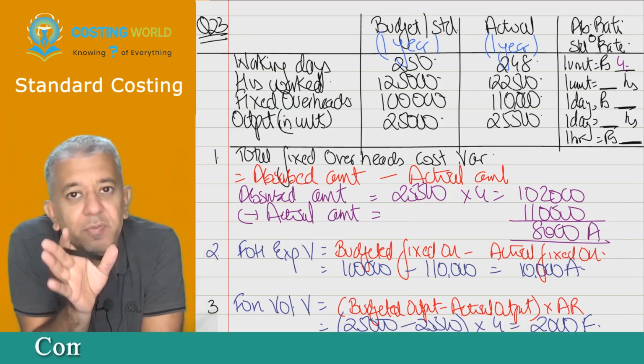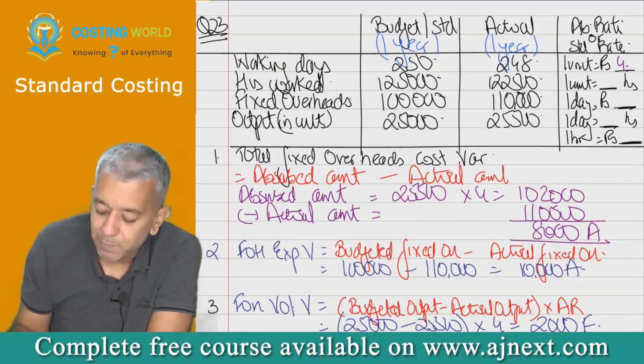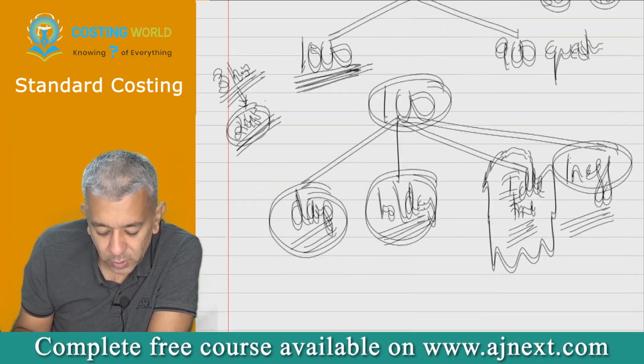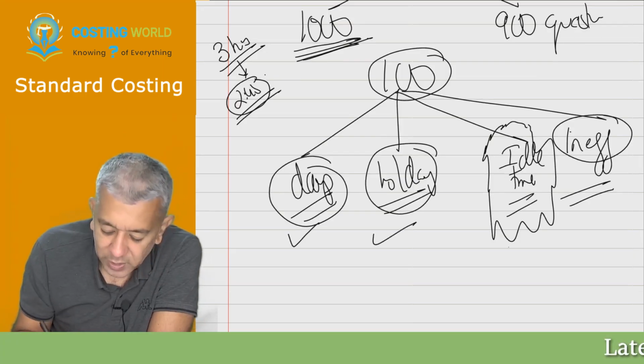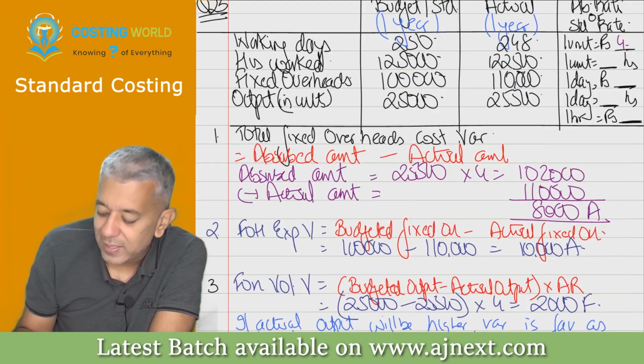Now, with the help of this data, I'm going to calculate the breakup of volume variance, and the breakup of volume variance is only going to be because of days, hours per day, idle time, and inefficiency. That's what we are going to be doing at this stage.